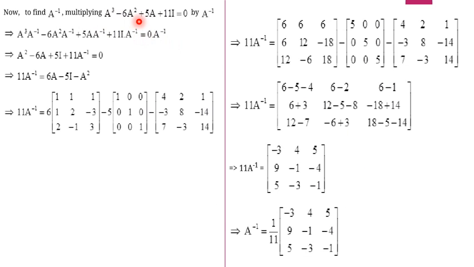Next, you find A inverse. From this equation only, multiply again, like how we did in the previous example. Multiply by A inverse, you get this equation. When you get this equation, you get 11A inverse equals 6I minus 5A minus A square. You substitute the values in this equation. Then after substituting, you get 11A inverse as this value, and A inverse will be 1 upon 11 into this value.